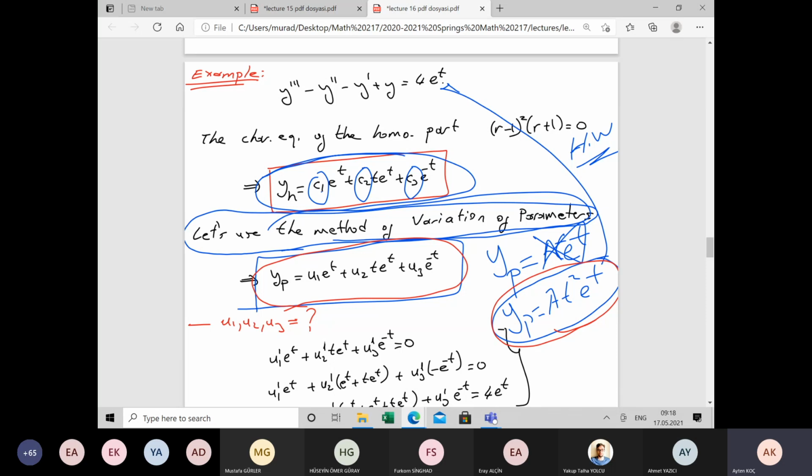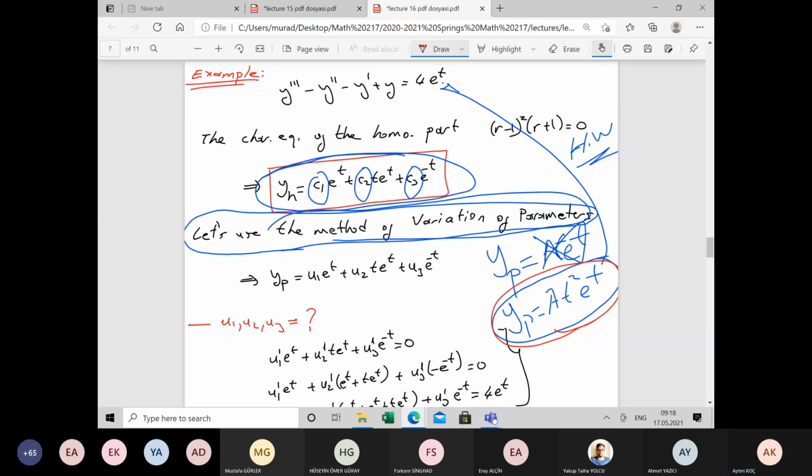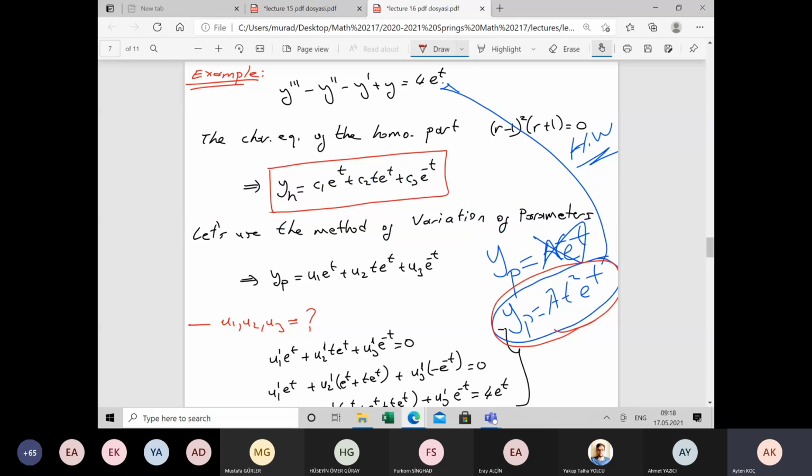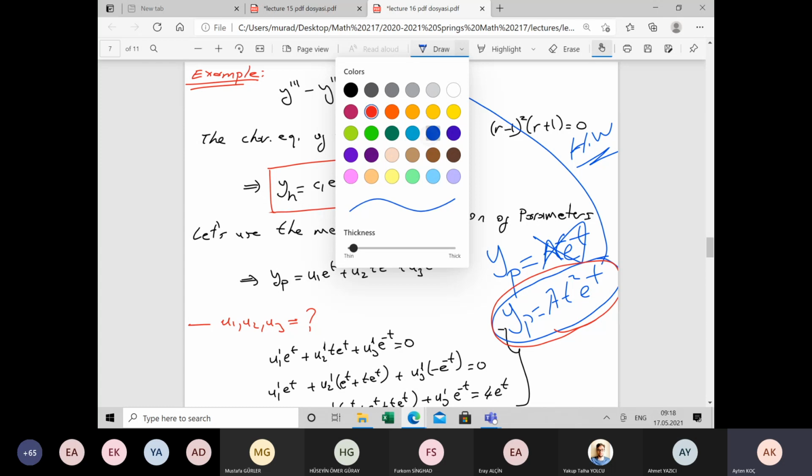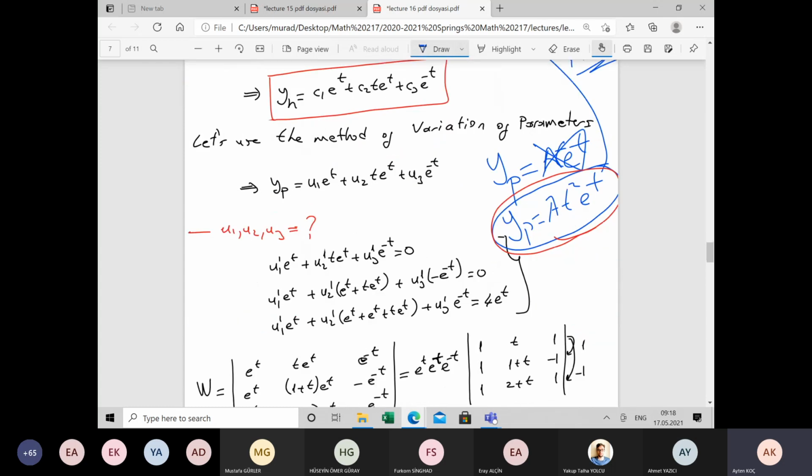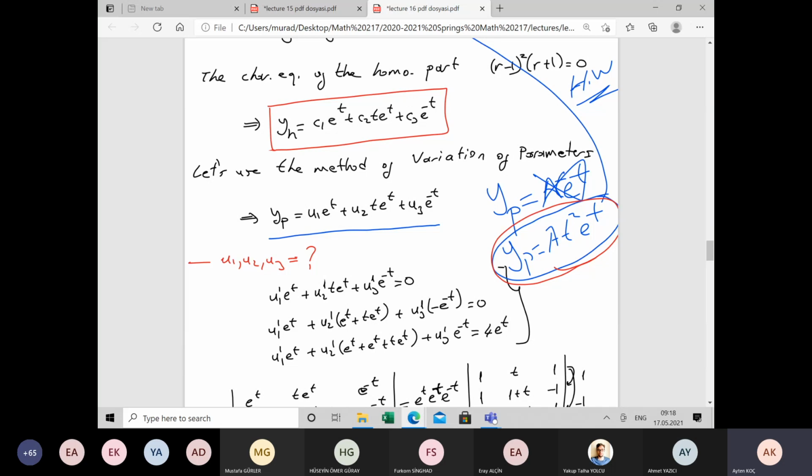Anyway, let's find u1, u2, u3. Our aim is to get u1, u2, u3, and the particular solution under this hypothesis: u1' e to the t plus u2' plus u3' should be 0. Yes, the next one.